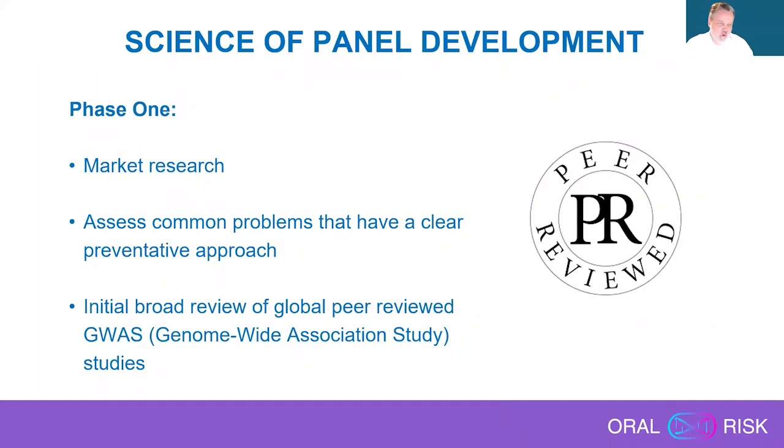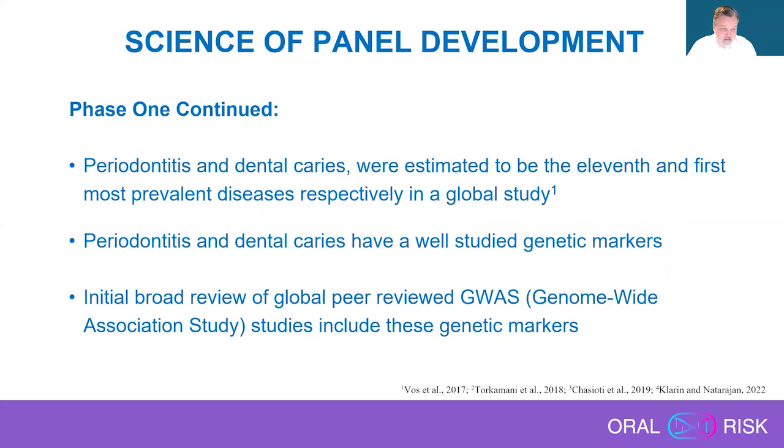I'm going to first walk you through 3 phases: how did we get to developing this? First of all, we looked at the market research. We wanted to see if there's a problem that had clear, preventable approaches. We also looked through global peer-reviewed studies for association studies in those areas. What we found is that periodontal disease and dental caries are very common, the 11th and first most prevalent diseases, looking at a global study. And as you just heard from Dr. Graham, there's a huge genetic component to this, so it is well suited for looking at it from the genetics perspective in the test.